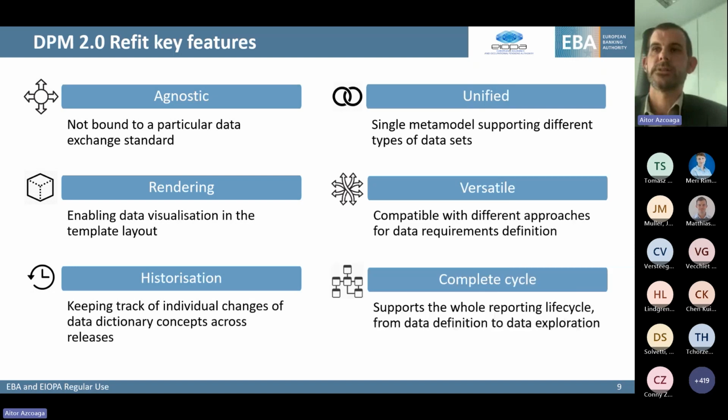We are now focused very much on historization. As I already explained, it needs to be a unified, single model supporting all the types of use cases of data sets, versatile to different approaches of data requirements definition, and helping with the complex cycle. So, as I explained at the beginning, the new DPM should go even further. There were aspects before, like master data, that were going to other systems, not exactly included in the DPM. We are trying to push more metadata there to cover most of the needs that a regulator has in this case for data reporting.